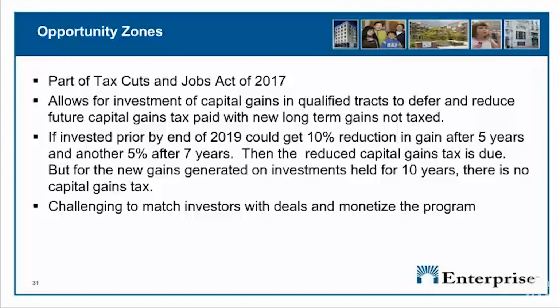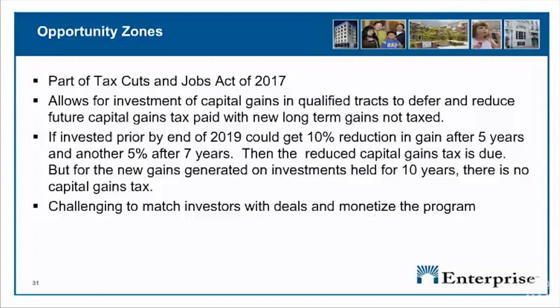So to put an example with it, if you invest prior to the end of 2019, then you can get a 10% reduction in that gain that you put into the deal after 5 years, and then another 5% after 7 years. At the end of 7 years, you have to pay your capital gains tax on what you invested, less the 15% that you got to step up in basis for under this program. But any new gains, if you hold the investment after 10 years, will not be taxed.